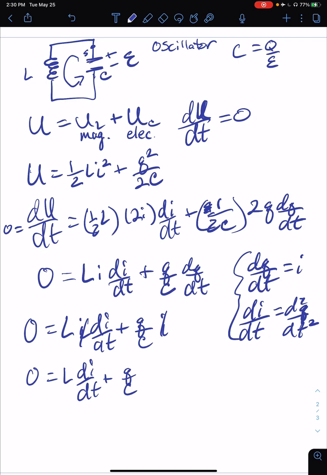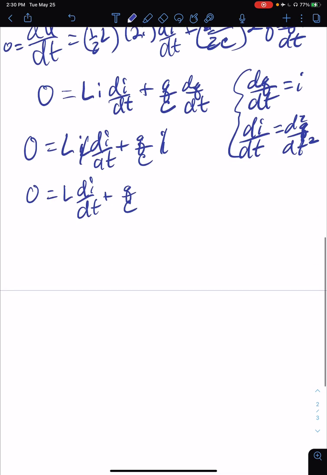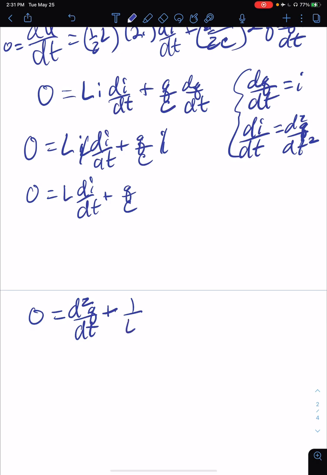Well, the deal is that this expression that we have here can be rewritten. Let's divide everything by L. So we get 0 equals the second derivative of charge with respect to time, plus 1 over LC times q. Y'all, this is in the form of a simple harmonic oscillator. If the second derivative of a function plus some constant times that function equals 0, then we can model it using cosines like we have before.